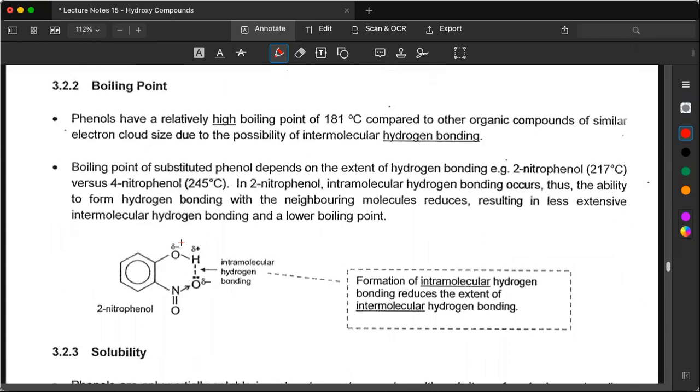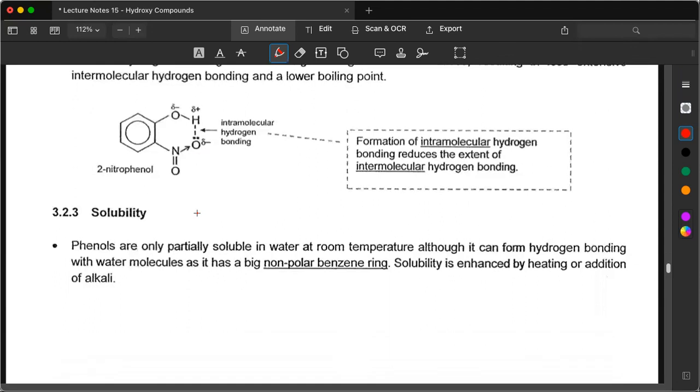So if we compare 2-nitrophenol with 4-nitrophenol, we observe that in 2-nitrophenol, there is also intramolecular hydrogen bonding. But in 4-nitrophenol, the two groups are not near to each other, so they do not form intramolecular hydrogen bonding. In the case of 2-nitrophenol, due to intramolecular hydrogen bonding, the ability to form hydrogen bonds with neighboring molecules will reduce. This results in less extensive intermolecular hydrogen bonding and a lower boiling point. Phenol is only partially soluble, unlike alcohol, because it forms hydrogen bonds with water molecules.